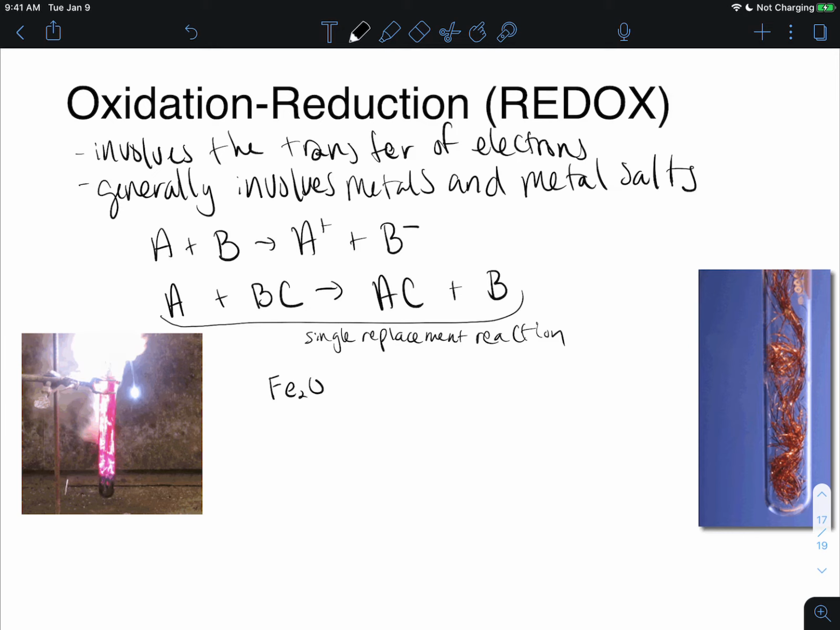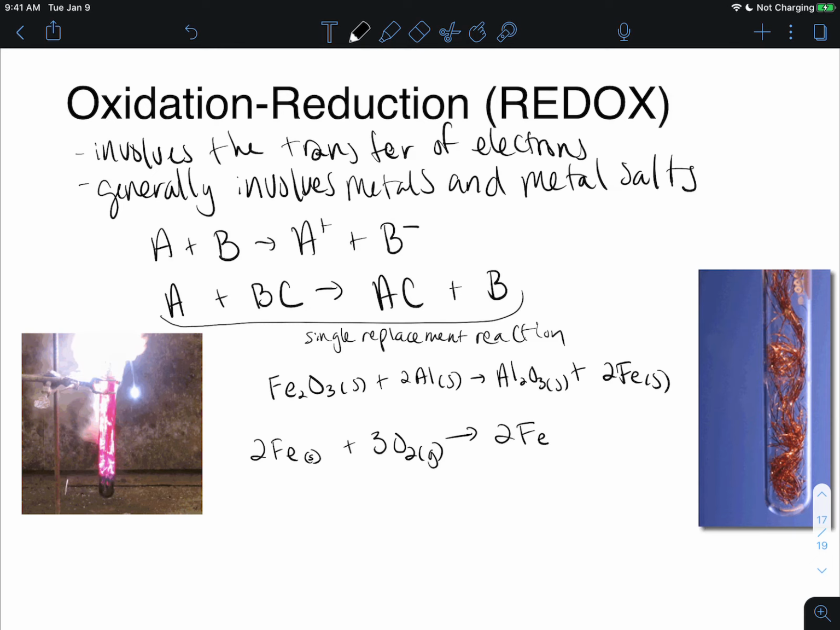So for instance, this one right here, iron(III) oxide, reacts with aluminum solid, and we produce a new metal salt, aluminum oxide, and a new metal, iron. So that would be an example of a single replacement redox reaction. We can also see them as combination reactions, such as the rusting of iron. So we have iron solid reacting with atmospheric oxygen to produce iron(III) oxide.